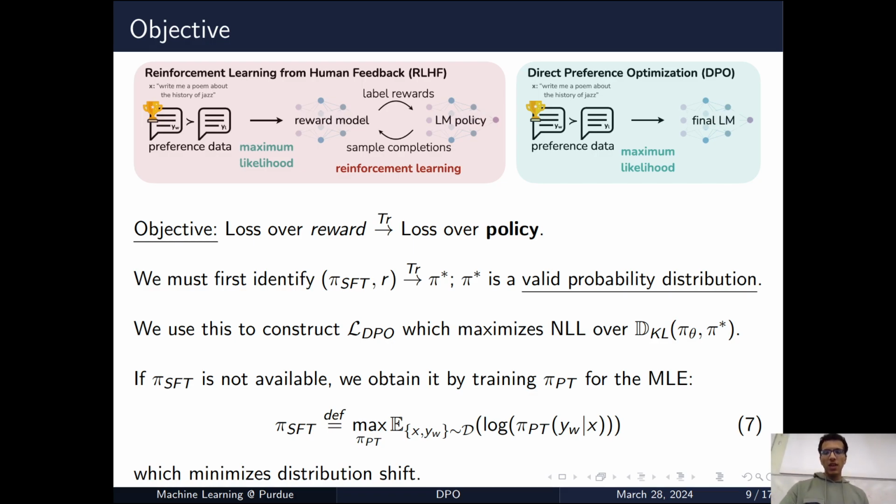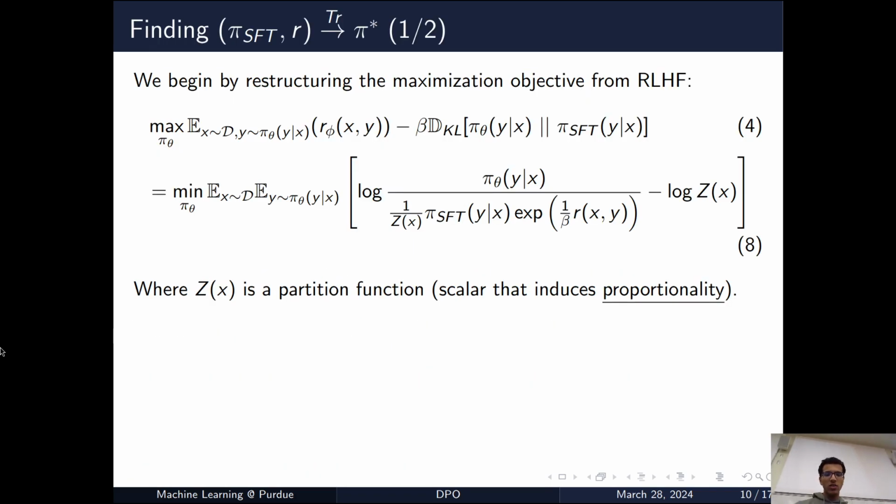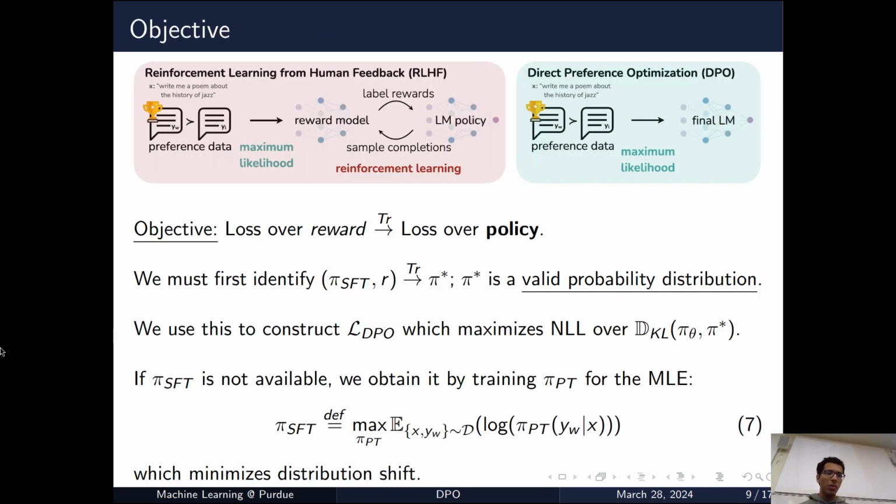When pi SFT is not available, we can just create one by training the pre-trained model over our preferred data. Not ideal, but it minimizes distribution shift, which is good.